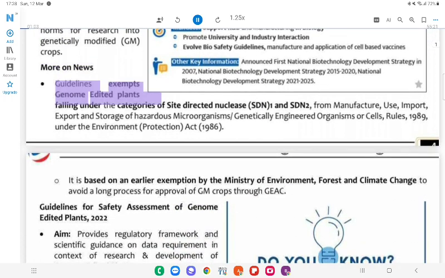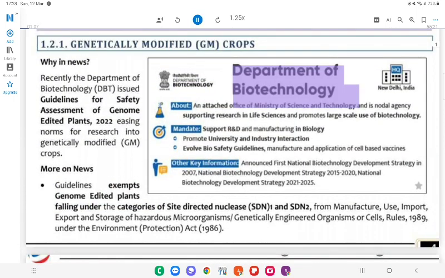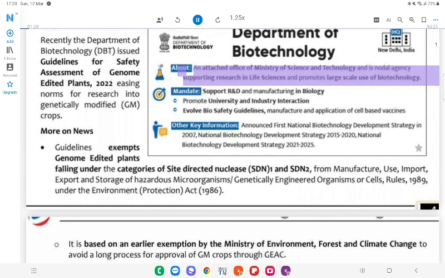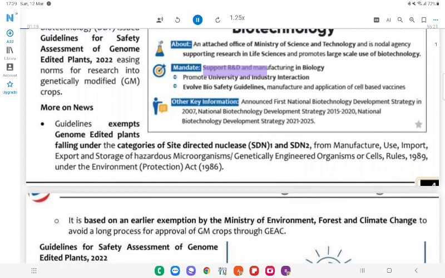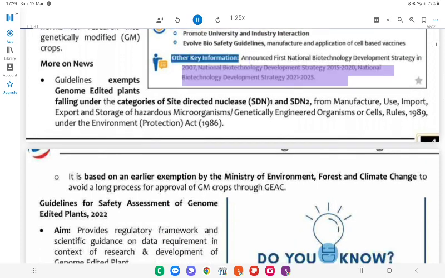More on news. Guidelines exempt genome-edited plants. Department of Biotechnology: an attached office of the Ministry of Science and Technology and the nodal agency supporting research in life sciences and promoting large-scale use of biotechnology. Supports R&D in biology, mandated to promote university and industry interaction, evolved biosafety guidelines, and the manufacture and application of cell-based vaccines.